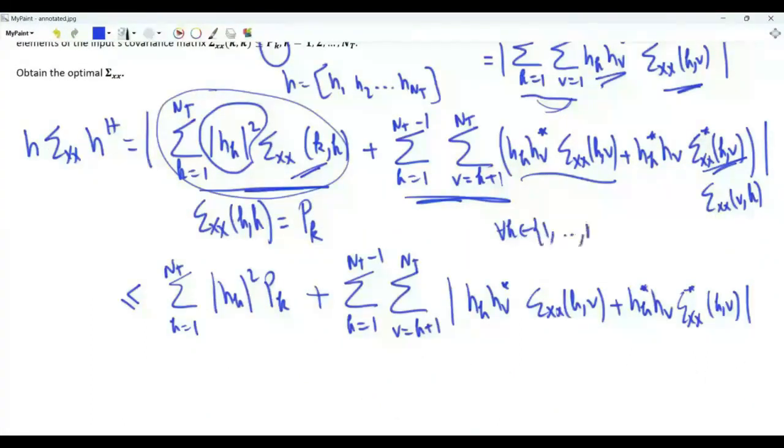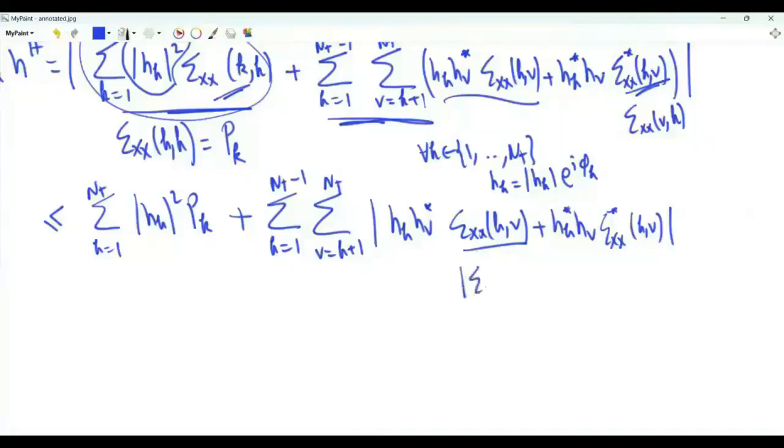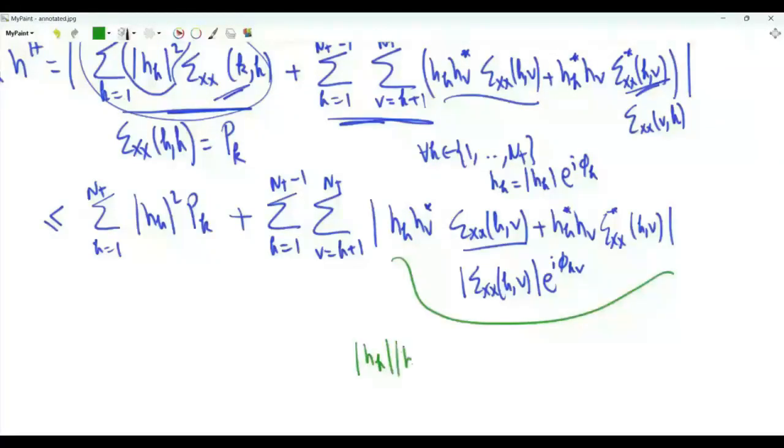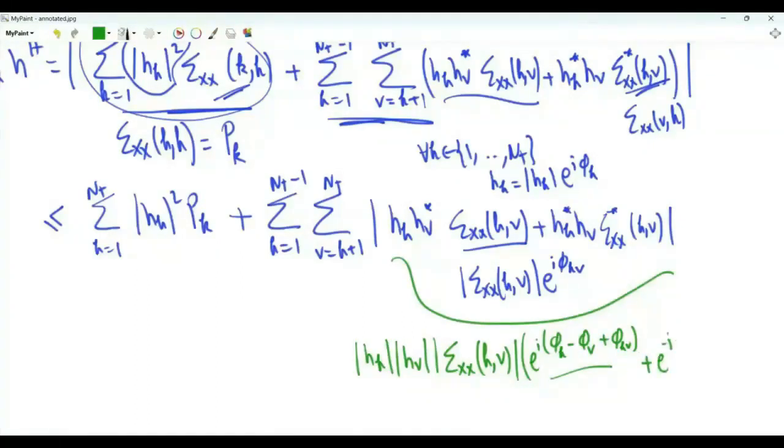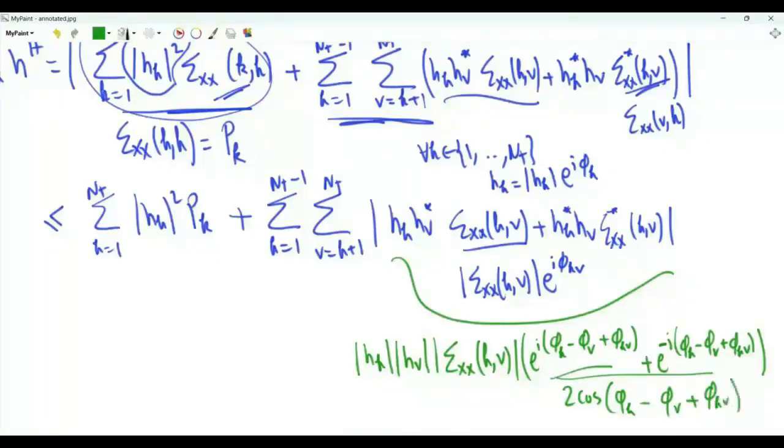Suppose that for every K in the set from 1 to NT, HK is the magnitude of HK e to the I phi K. Also assume that sigma XX of K and V is the magnitude times e to the I phi KV. This part here is equal to the magnitude of HK times the magnitude of HV times the magnitude of sigma XX of K and V. Then we have e to the I between brackets phi K minus phi V plus phi KV. We have another exponential that is exactly this but with a minus sign. This bracket is 2 cosine phi K minus phi V plus phi KV.